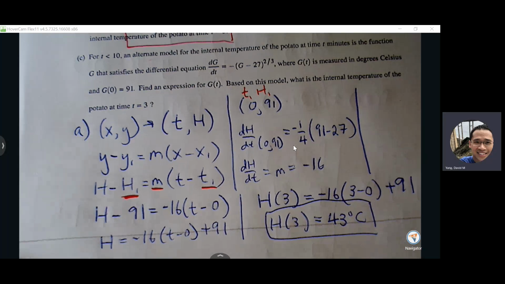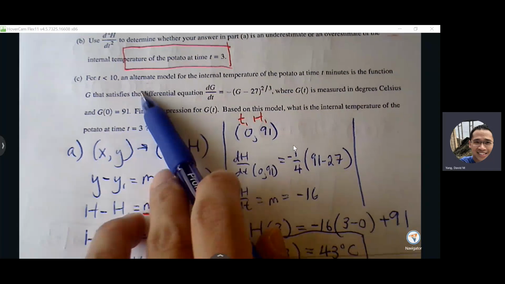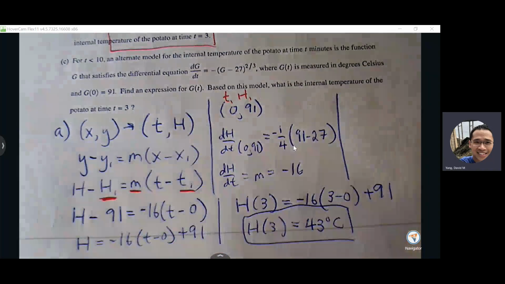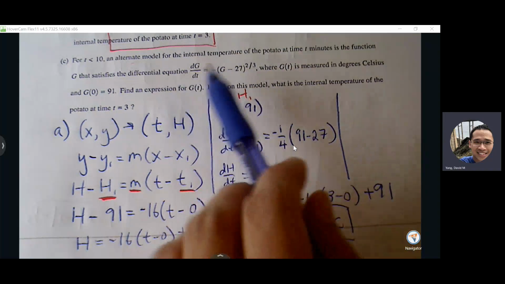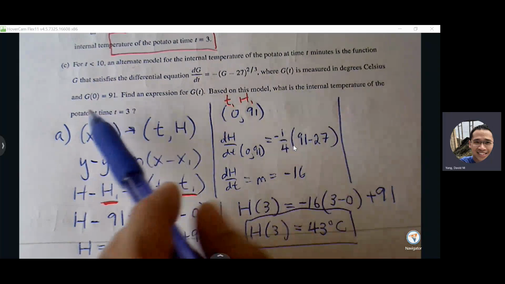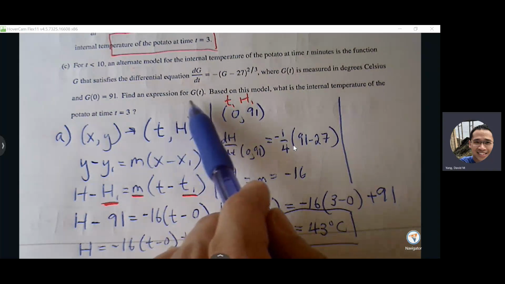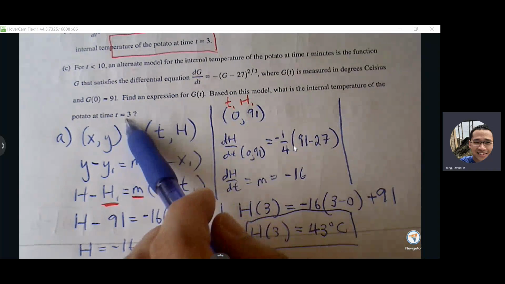Okay, let's do part C. Part C is its own thing. It says for t squared less than 10, an alternate model for internal temperature is given by dg over dt, where g of t is measured in degrees Celsius and g of 0 equals 91. Find an expression for this g of t based on this model. What was the internal temperature at time t equals 3?